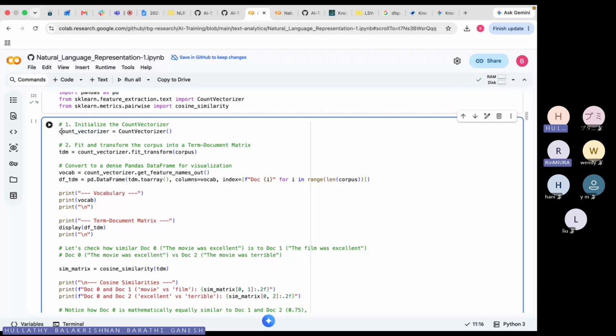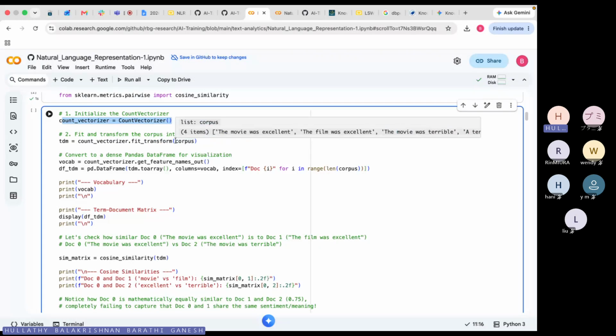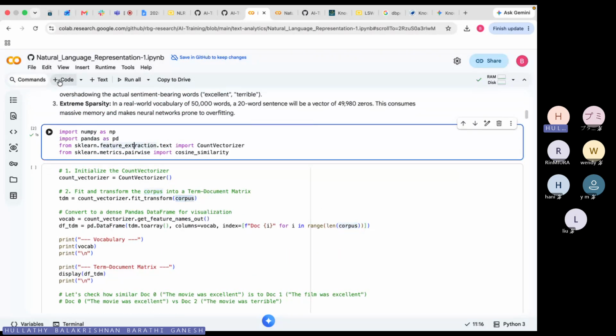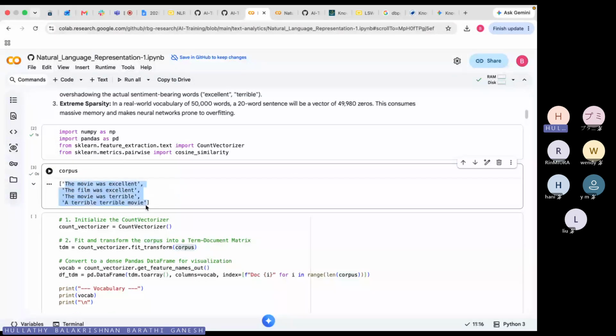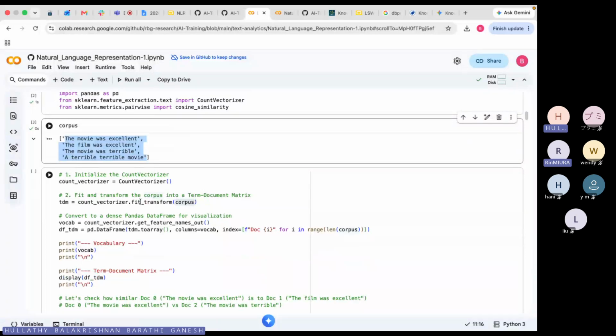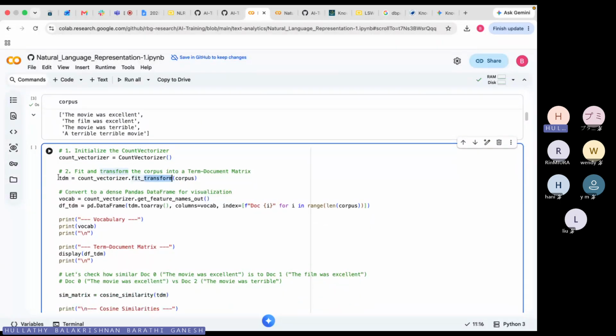The first step is initializing the class, that is CountVectorizer. Then we are feeding our corpus. This list of sentences is our corpus. When we call fit, it will formulate the vocabulary, and then we call transform. The transform will, against that vocabulary, construct the matrix. So the TDM will have that specific matrix. For visualization purposes, I'm calculating the vocabulary and building those matrices to show you.